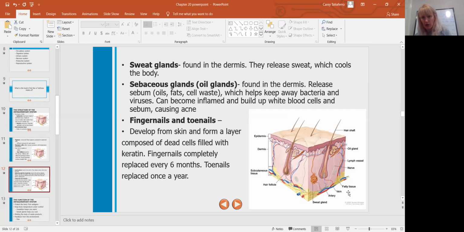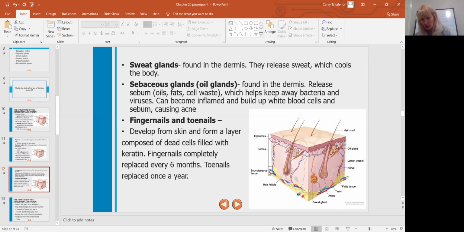Also, deep here, we've got these sweat glands. Well, they produce sweat. So when you get hot, the sweat gets released from the sweat gland all the way up through the dermis and up to the epidermis, which helps you cool through evaporative cooling.